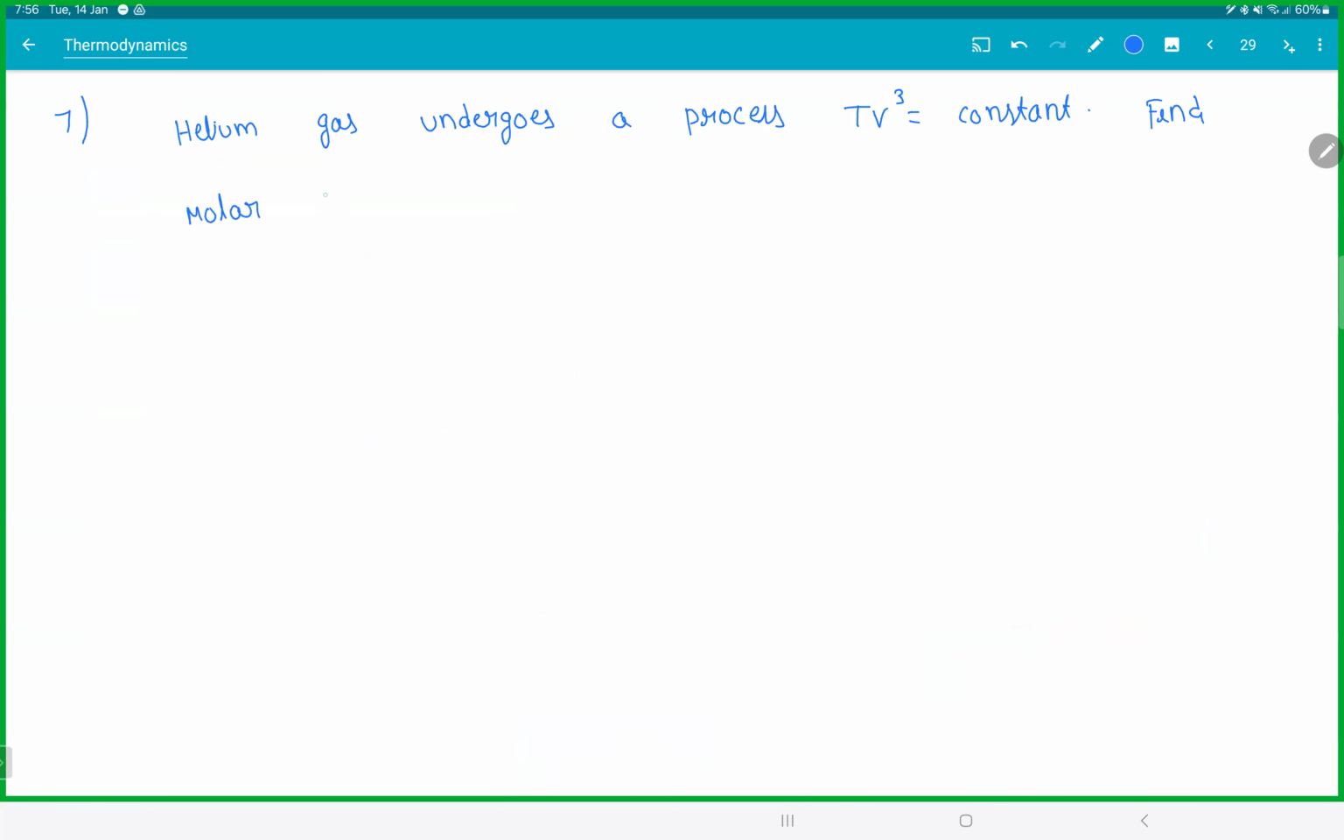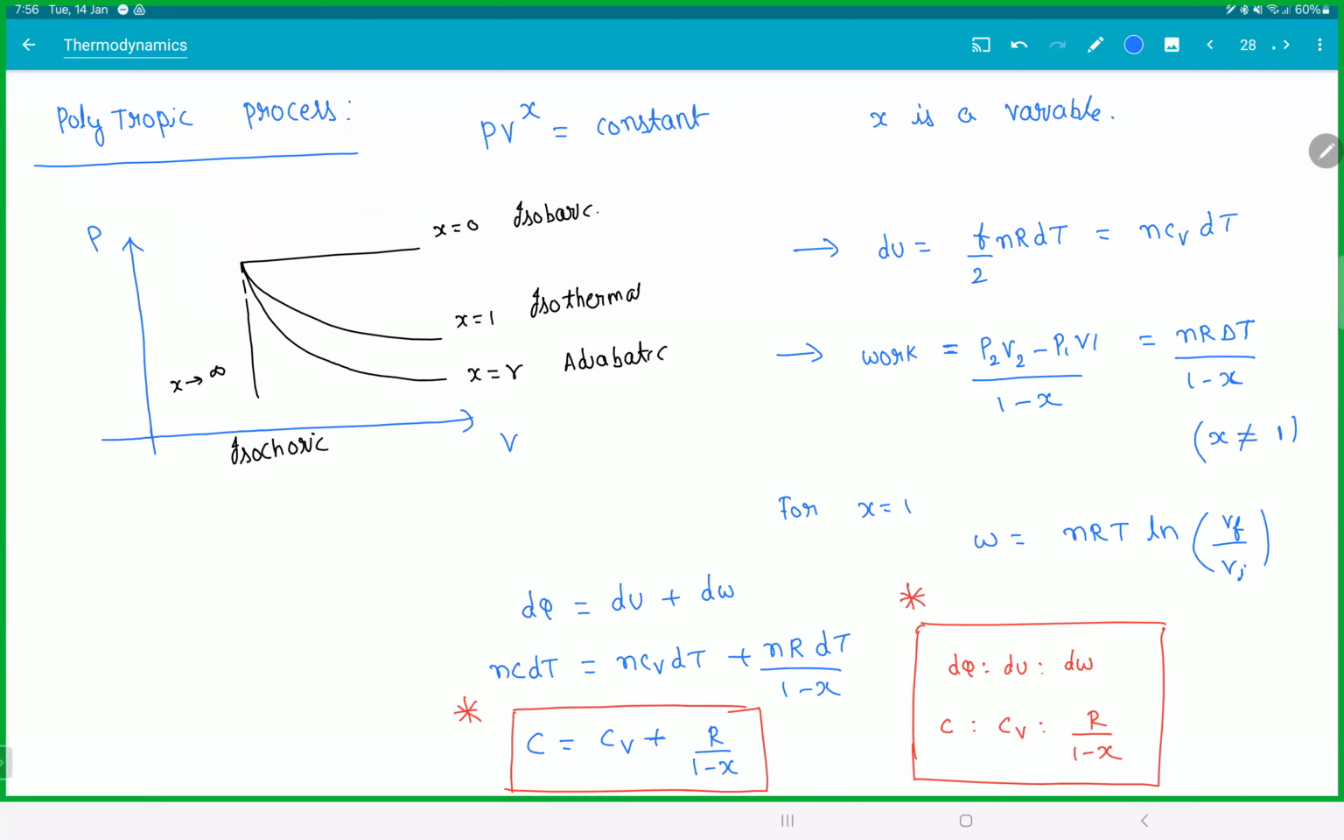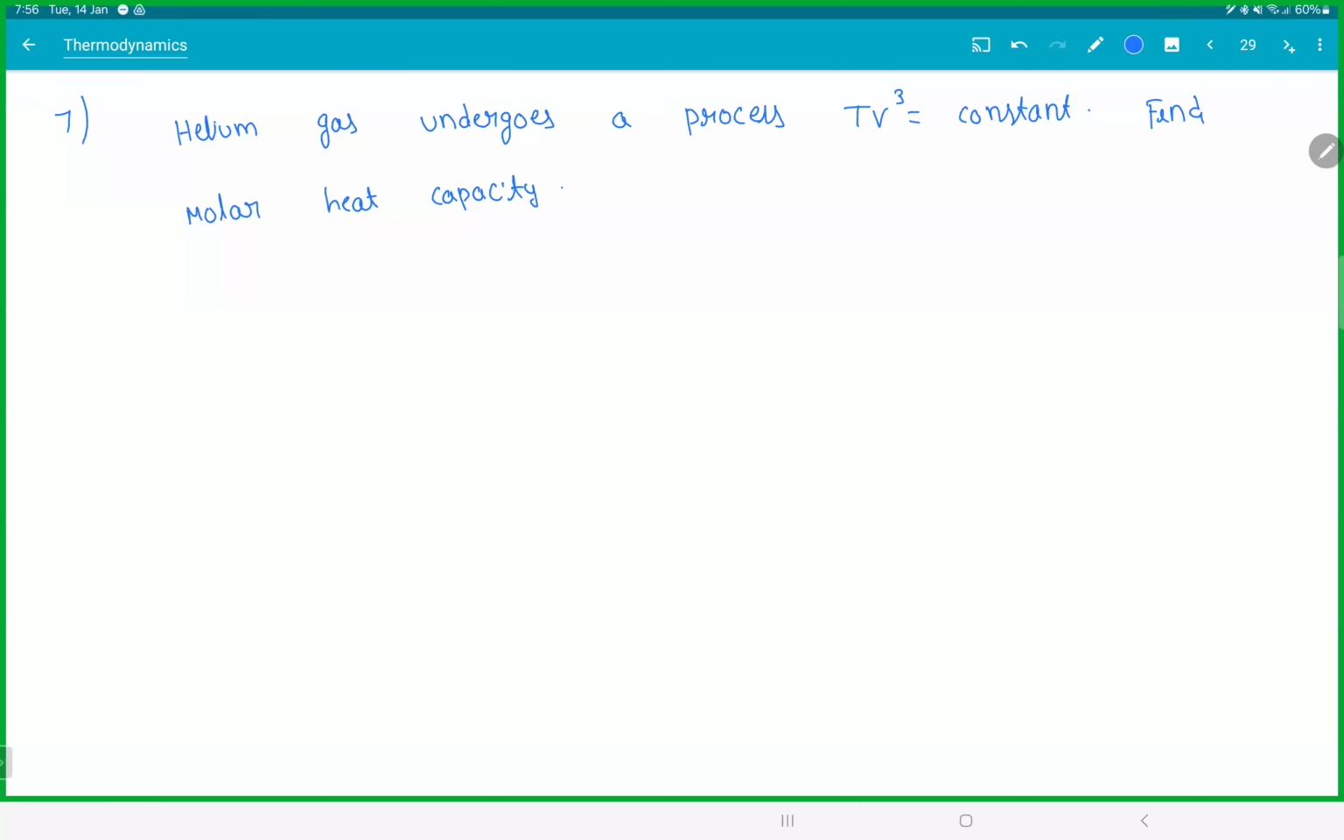And most people will be clueless. Remember, polytropic process, PV^x is constant, but I give T and V. So you have to convert this into PV^x form and then finish it off. Get it? Remember, your ideal gas equation is always valid. PV is nRT is always there for you.